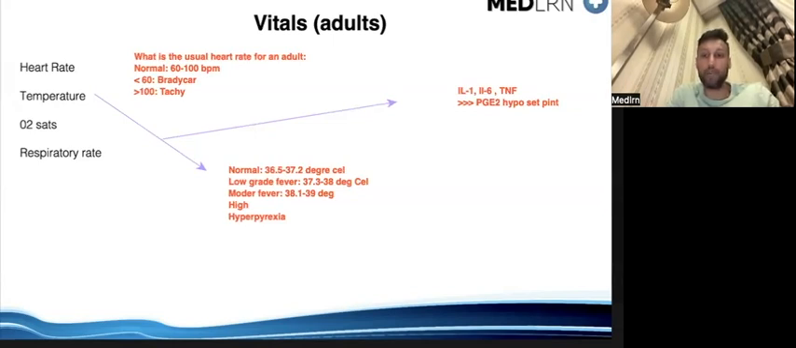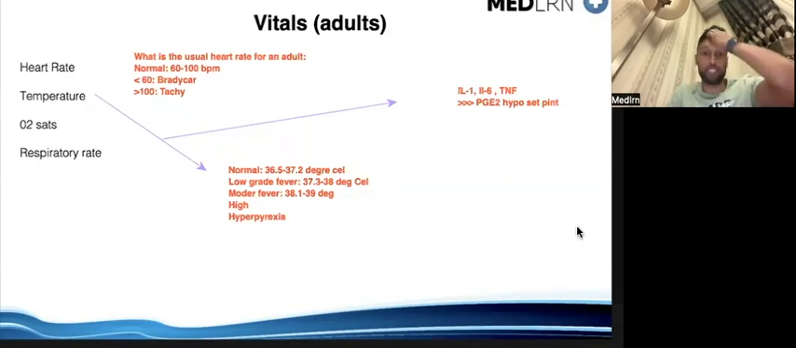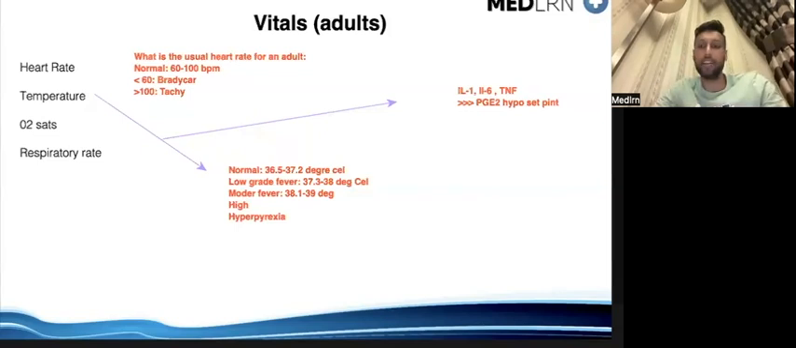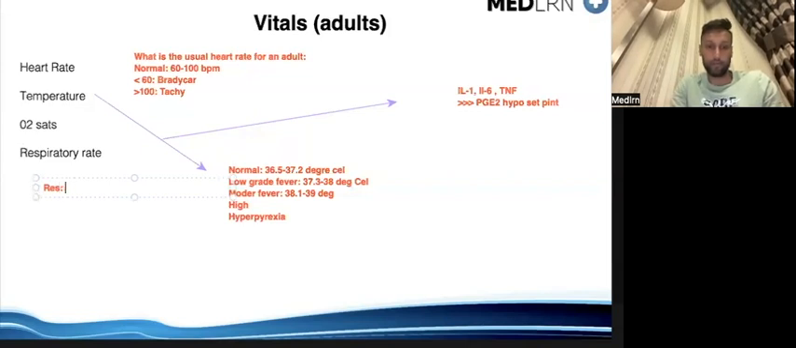O2 sats. Someone tell me what the normal O2 sat range is. Yep, anywhere between 95 to 100. We've discussed this already. Perfect. I'm really impressed. And quickly, respiratory rate. What's the normal respiratory rate for an adult? Good, 12 to 20. If it's less than 12, it's called bradypnea. If it's greater than 20, it's called tachypnea.